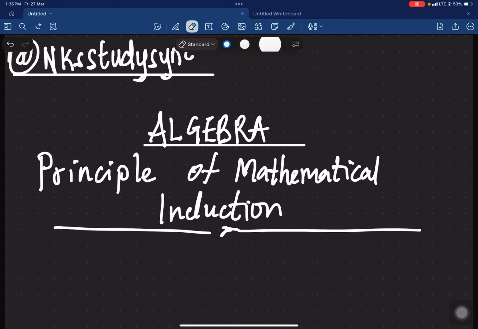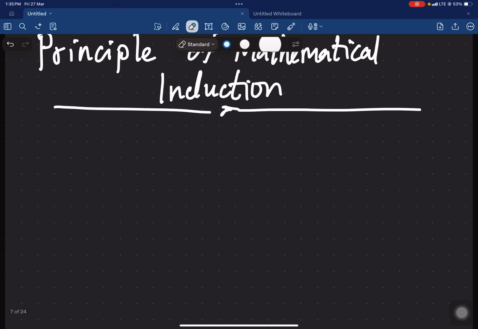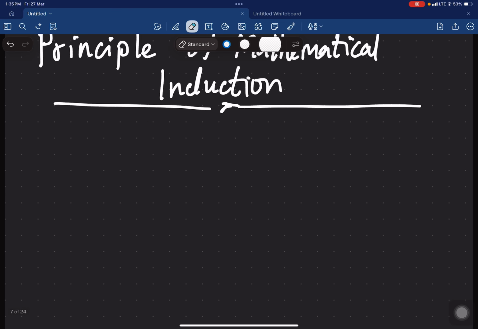In this video, we are going to look at the principle of mathematical induction, and we'll take some examples and look at how it is used to prove certain identities and equations in mathematics. Now, the principle of mathematical induction is important. It's a very important property on the positive integers, so on the set of positive integers only.